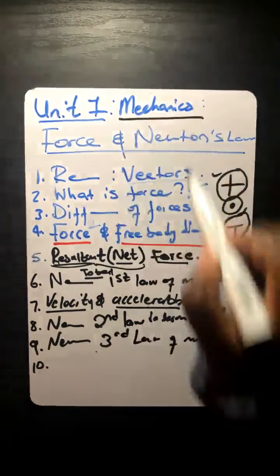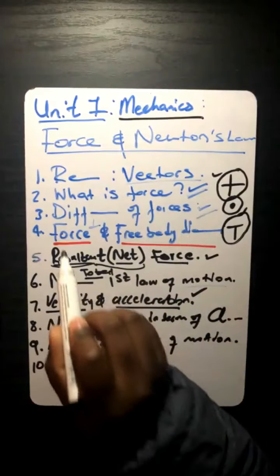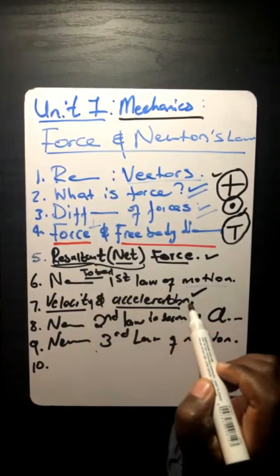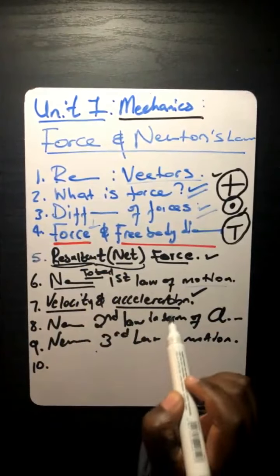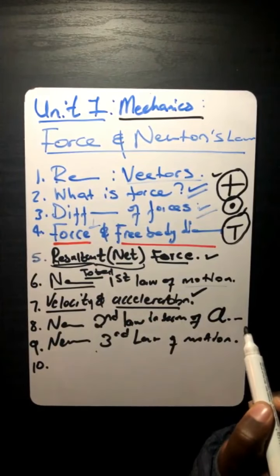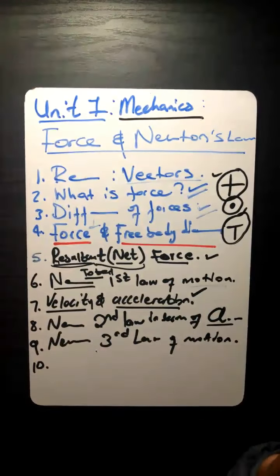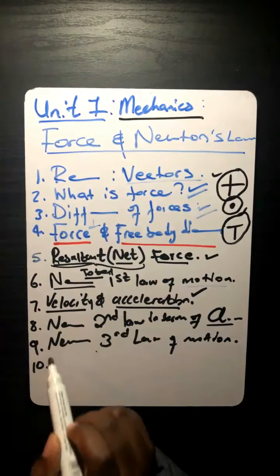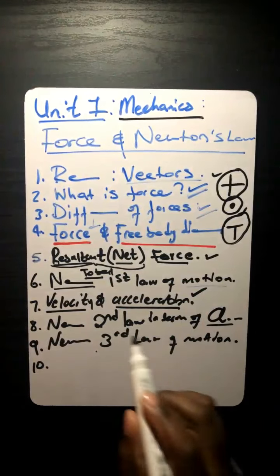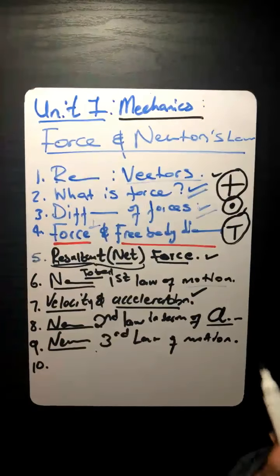Which is what I'm trying to explain to you over here, to say just be aware that under this chapter, mechanics, there's what we call vectors, force, different types of forces. We'll be talking about force and free body diagram, resultant or net force, which is a total force. We also have Newton's first law of motion. Velocity and acceleration will form part of our lesson. Newton's second law in terms of acceleration is also what we'll be looking at. Newton's third law of motion, that's also what we'll be looking at. So it means we've got three laws of Newton that you should be aware of.